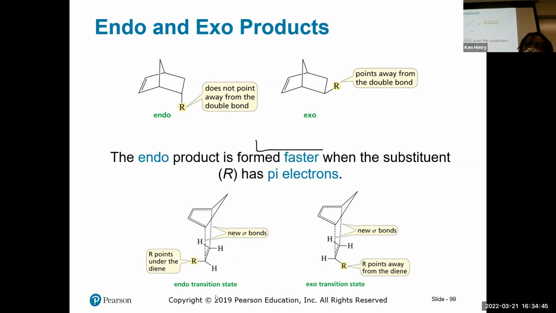Okay, so this would be an endo transition state. This is an exo transition state. So we can see the hybrid structure here. It's pointing towards that hybrid structure where this guy is pointing away. So exo again away, endo towards or in parallel.